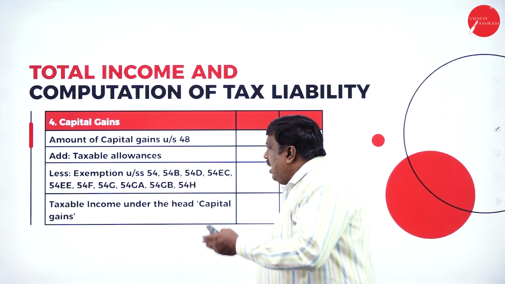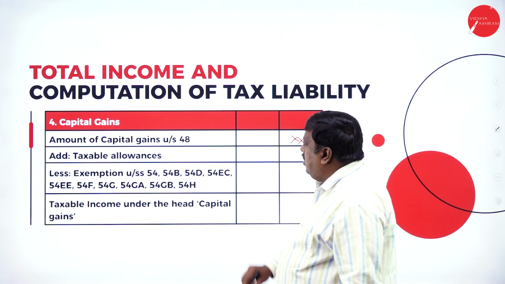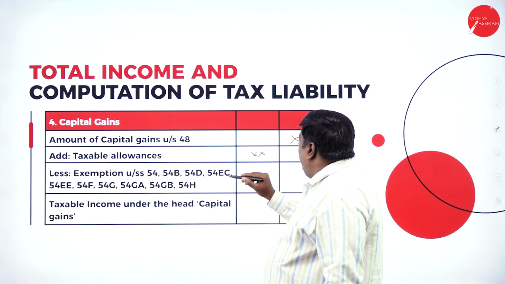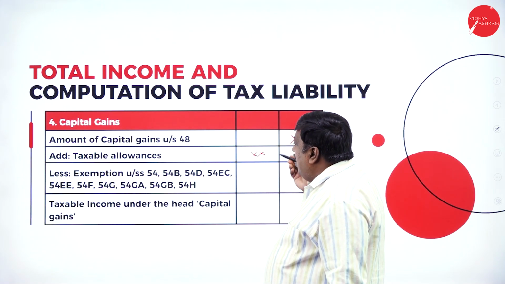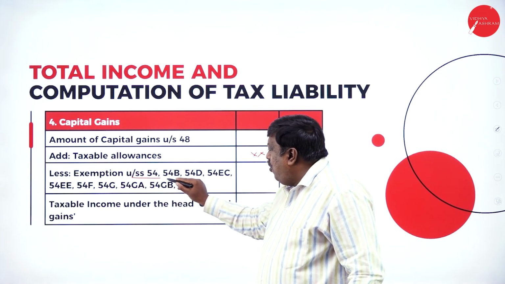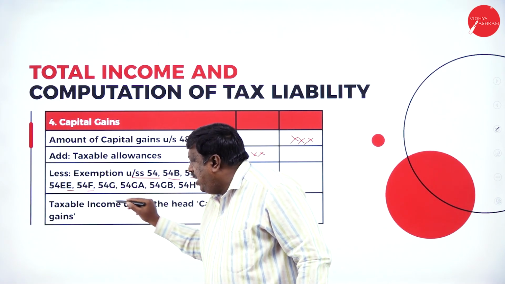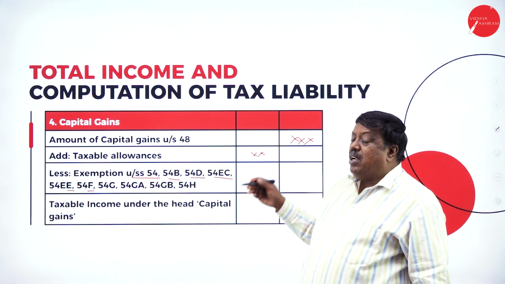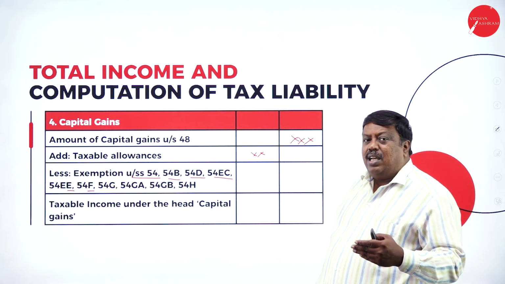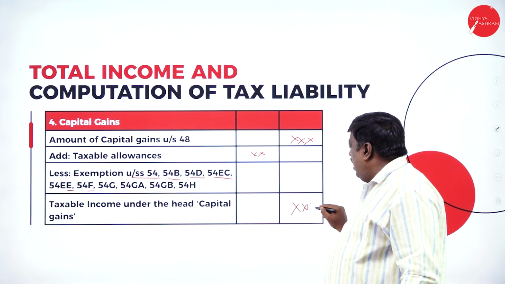Next we have capital gains. Amount of capital gain under section 48: add taxable allowances if any, sales consideration, and commission paid, add that one. Then less, based on sections 54, 54B, 54D, 54EC, 54EE, 54F, whichever section is applicable according to the Income Tax Act 1961, that will be allowed as exemption and the remaining amount is taxable in the hands of the assessee.